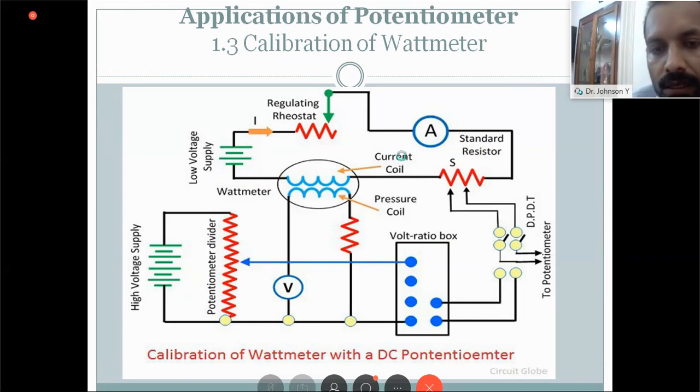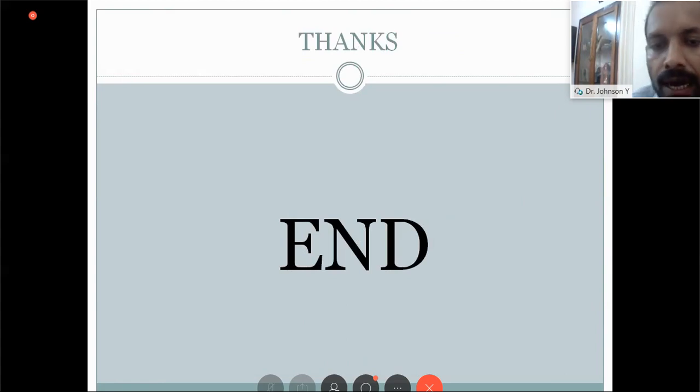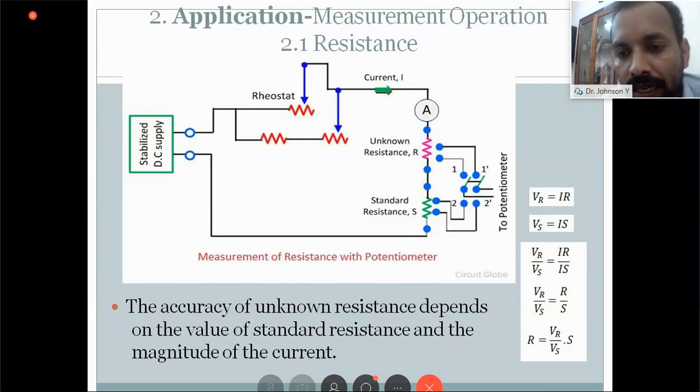So that is about wattmeter calibration. And last point, resistance. How to measure the resistance?